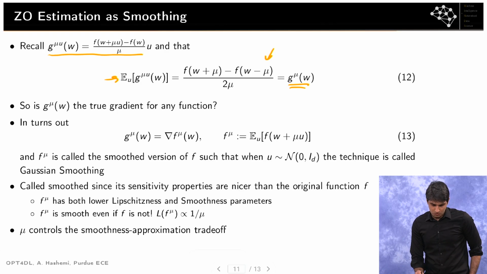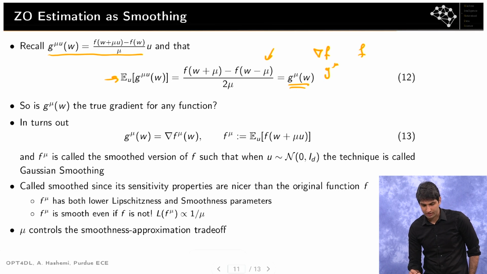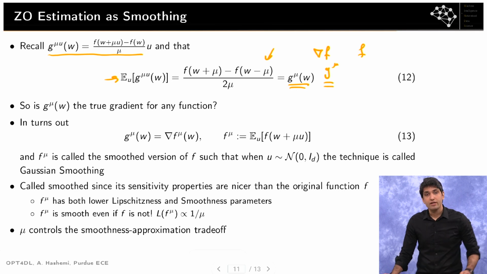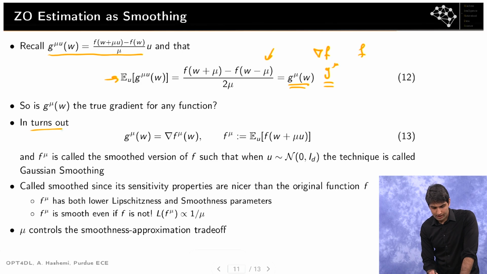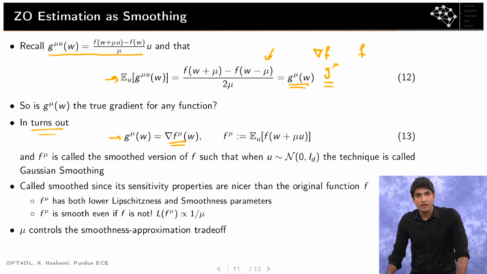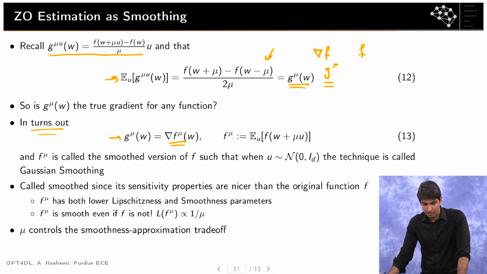Now, one question is that if nabla f is the gradient of f, and I keep referring to this G mu as approximation of the gradient, is this itself the gradient of any function? And if so, which function? It turns out that the answer is yes. G mu is actually a gradient of some function. Which function? It is f mu, which has this form.